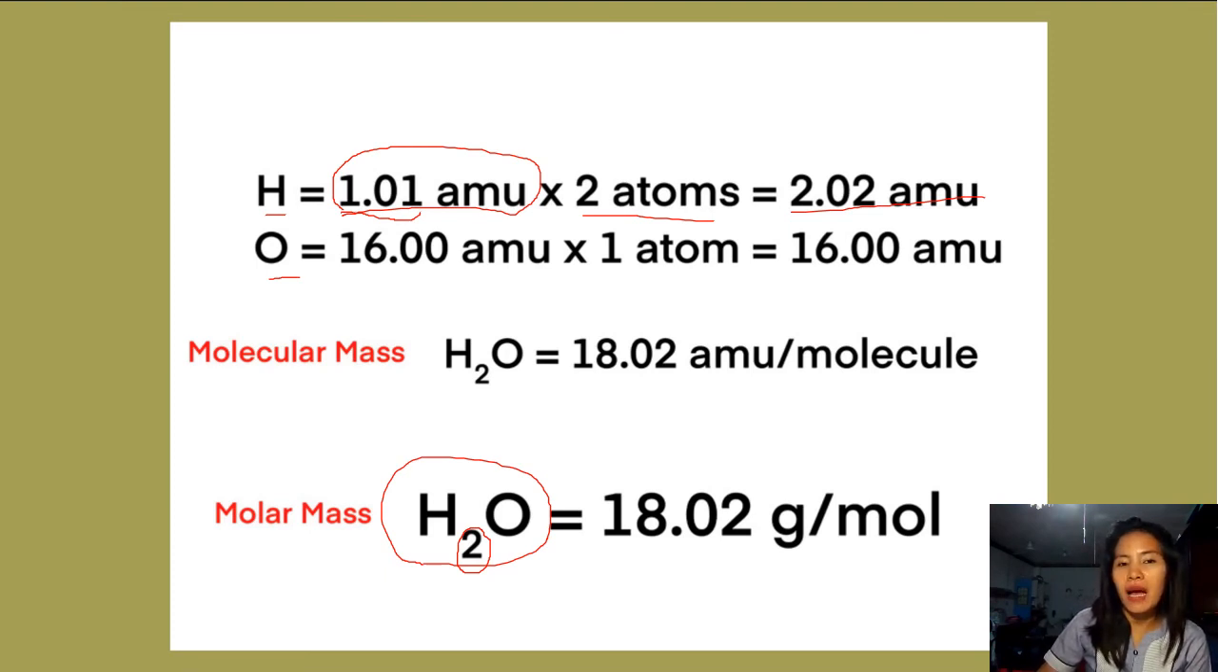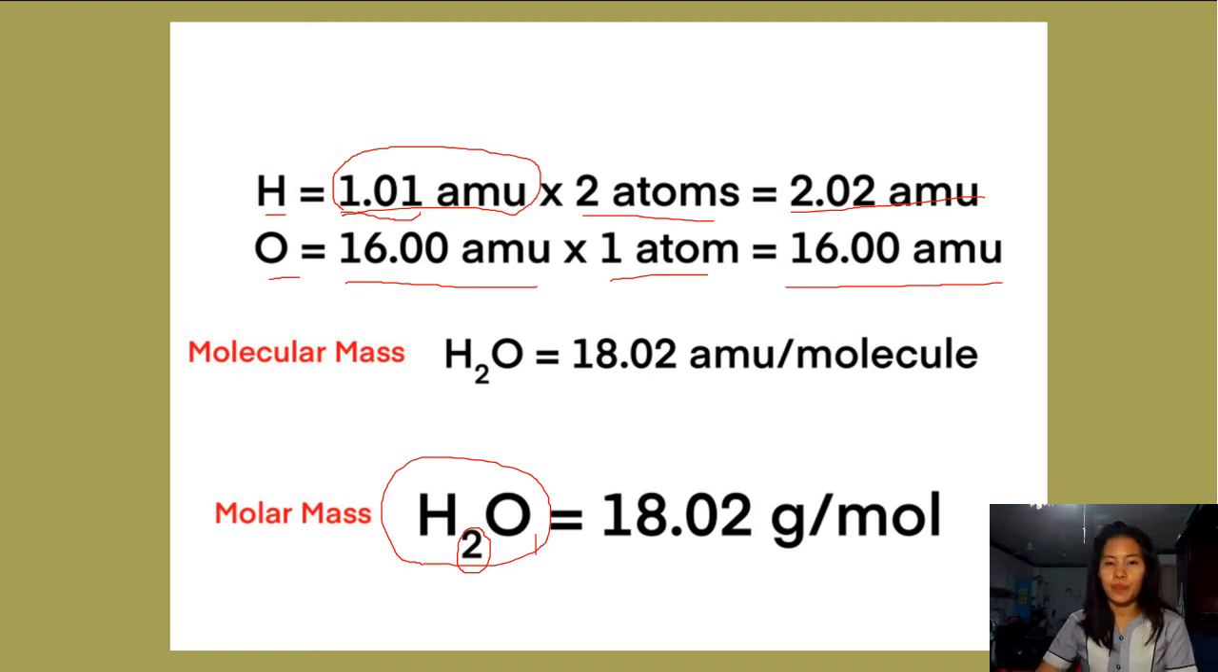For oxygen, you only have 1 atom. Nothing is written here, but it already means that there's 1 atom, or that it represents 1 atom only. And from the periodic table, you get 16 AMU. Then add the 2 atomic masses of the component elements, and you will find that the molecular mass, why molecular mass? Because H2O is a covalent compound and it is represented by molecules. The molecular mass is 18.02 AMU per molecule.